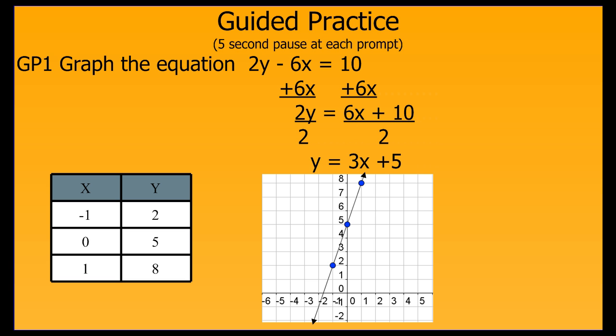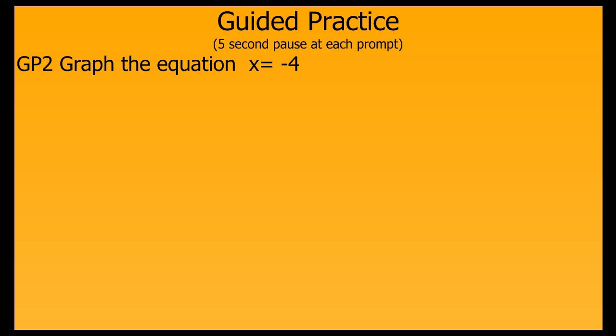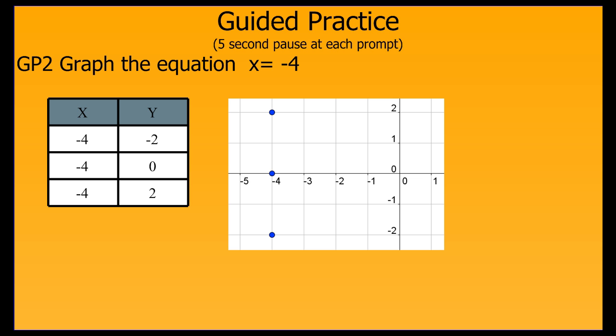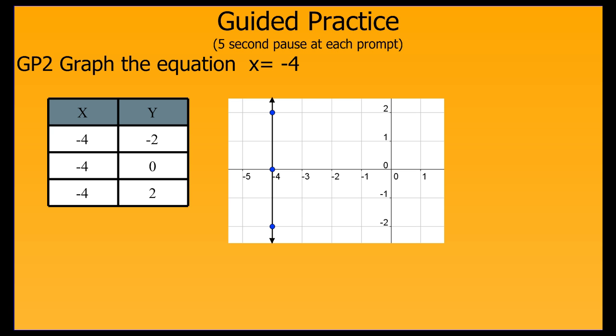Let's try another example. What do we do first? Well, that depends a little bit. You could make a table of values like this. Or if you remembered how to graph equations that look like this, you could have skipped to the next step. What is the next step? Plot the points. Then what? Connect them with a straight line and add arrows to the ends. If you'd remembered what a graph in the form x equals a constant looks like, you could have gone directly to graphing it.